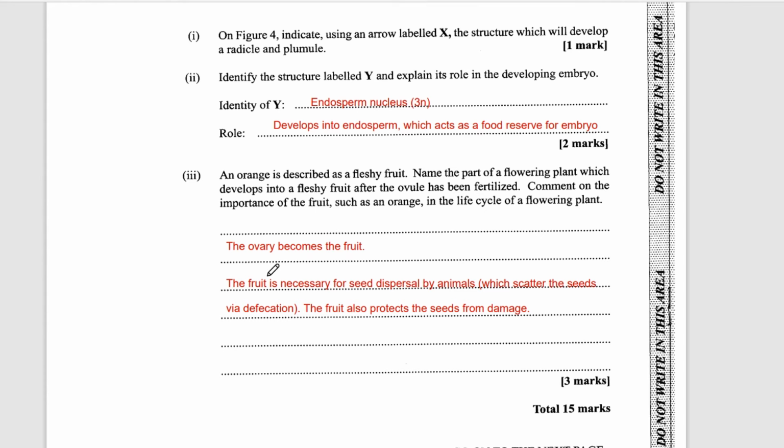The fruit is also necessary for, not all, but animals that disperse seeds. Basically, they will eat the fruit, and then the testa or the seed coat would get broken down in their digestive system, and then they will defecate the seeds, basically planting them somewhere in soil. These seeds could be transported and dispersed far away from the parent plant, and that has a lot of advantages, which you don't get into here.